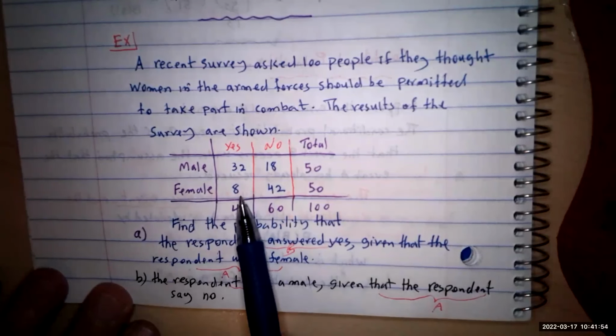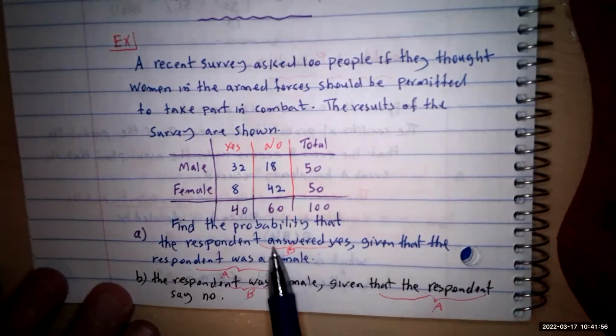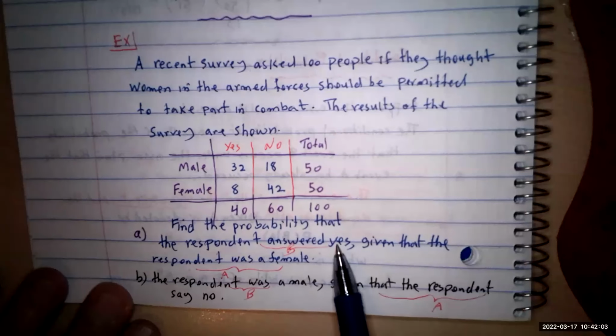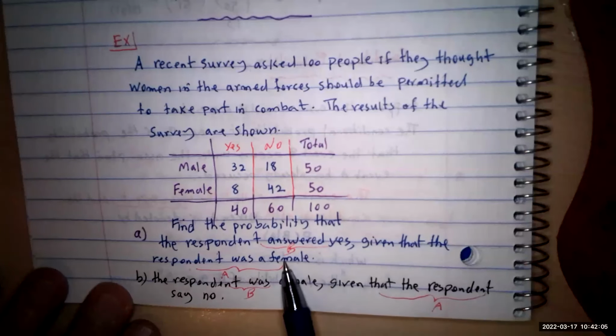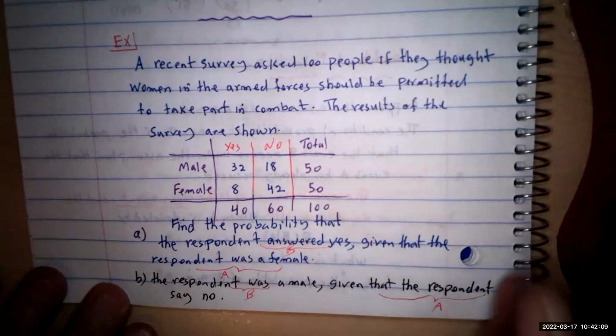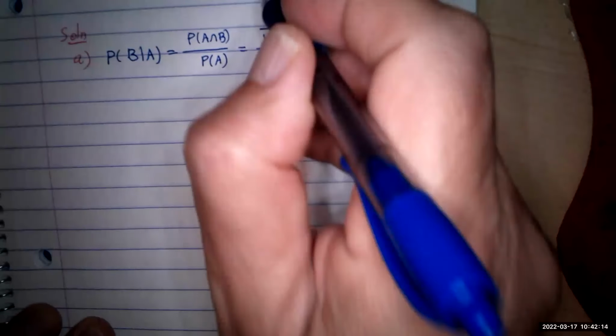Female, yes, you have only 8. So the probability of A and B would be 8. Read these two together: the probability that the respondent answered yes, and she was a female. Yes, female, it's going to be 8. So that would be 8 over 100 that we're going to have. So this is 8 over 100.